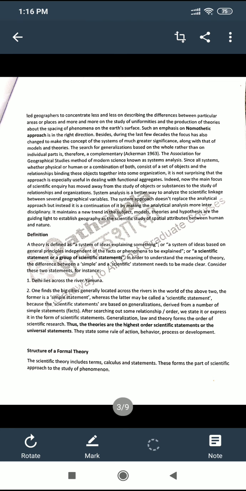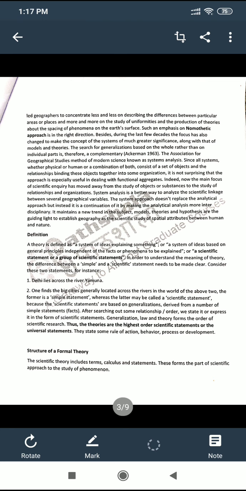Systems analysis is a better way to analyze the scientific linkage between several geographical variables. The system approach doesn't replace the analytical approach, but instead it is a continuation of it, making the analytical analysis more interdisciplinary. It maintains a new trend in the subject. Models, theories, and hypotheses are the guiding light to establish geography as the scientific study of spatial attributes between human and nature.